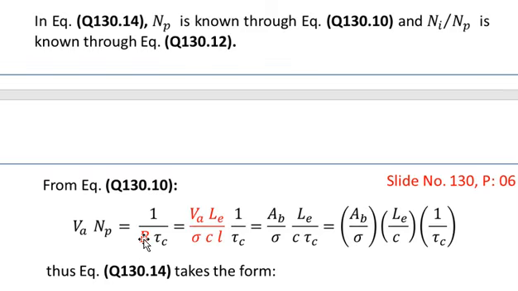The value of B is also calculated earlier, and you can substitute the value of B, that is Va times Le over sigma into C into L. Then you can rearrange the terms. What is AB? AB is the cross-sectional area of the active medium rod, and that is equal to Va divided by L. That is the volume of the active medium rod divided by the length of the rod, which gives you the cross-sectional area of the rod, AB. And Va divided by L can be written as AB divided by sigma, and then the rest of the terms are Le over C times tau C.